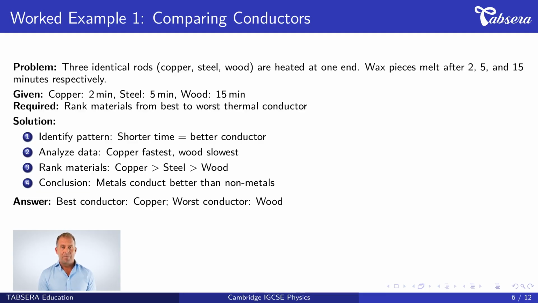Step 1. Identify the pattern. We recognize that shorter melting time indicates better thermal conduction because heat energy reaches the wax faster. Step 2. Analyze the data. Copper shows the fastest heat transfer at 2 minutes, steel is intermediate at 5 minutes, and wood is slowest at 15 minutes. Step 3. Rank the materials. From best to worst thermal conductor: copper, then steel, then wood. Step 4. Draw conclusions. This demonstrates that metals conduct heat better than non-metals, which is a fundamental principle in thermal physics.